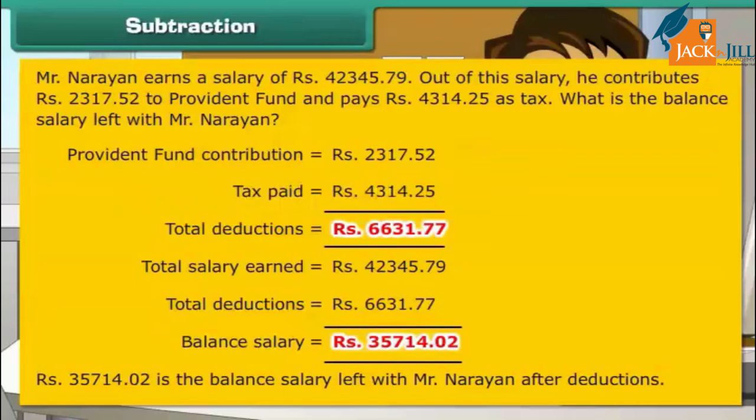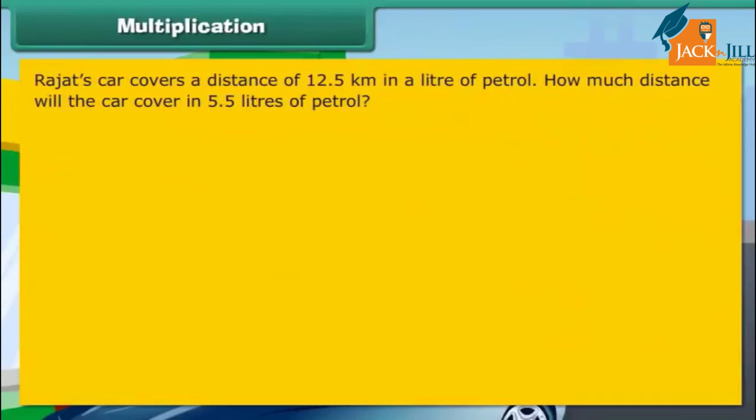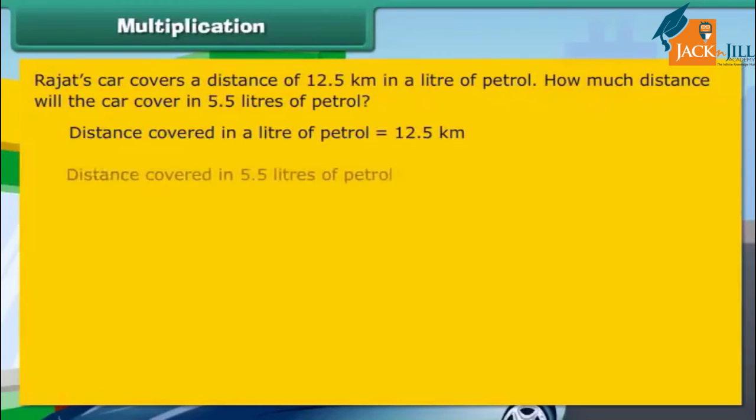Multiplication. Rajat's car covers a distance of 12.5 km in a litre of petrol. How much distance will the car cover in 5.5 liters of petrol? Distance covered in a litre of petrol is 12.5 kilometers. Distance covered in 5.5 litres of petrol is 12.5 multiplied by 5.5.